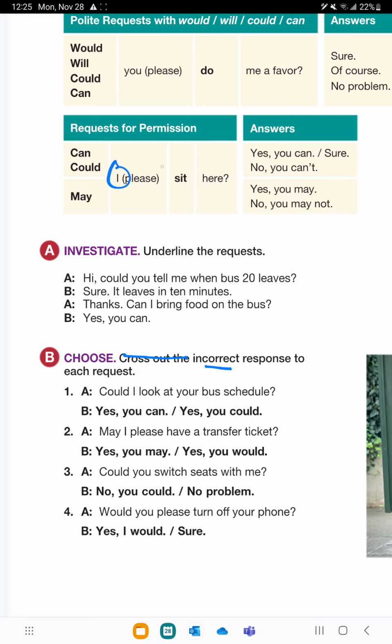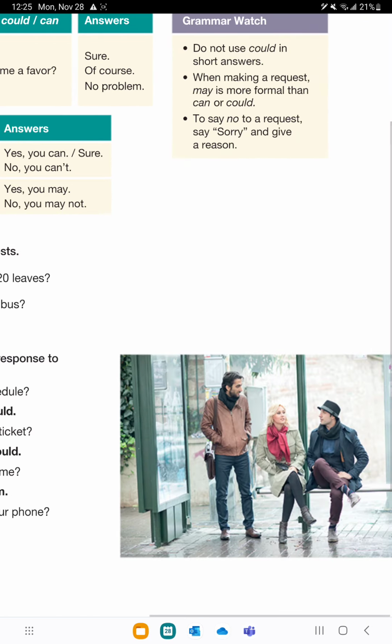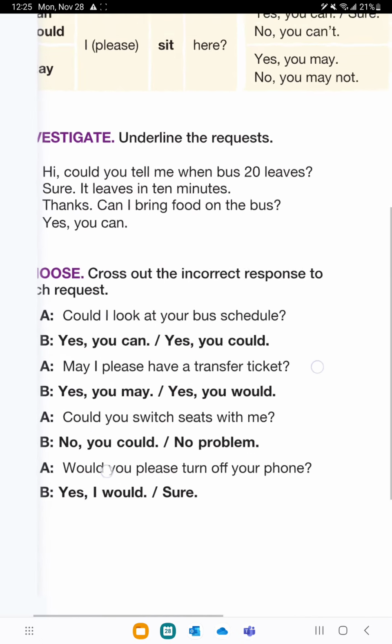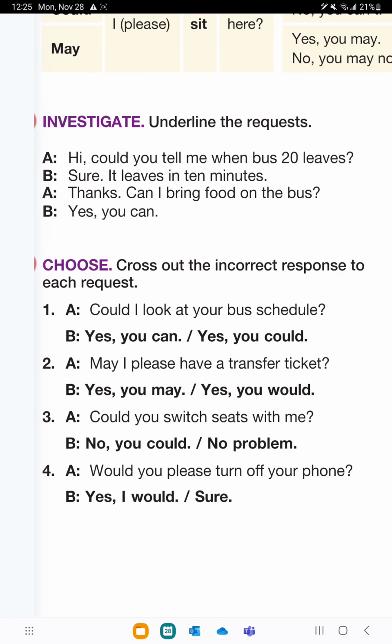We're asking for permission. And we want to know if the correct answer is yes, you can, or yes, you could. Remember, look at your grammar. Do not use could in short answers. That tells us what we have to do. So even without knowing what the correct answer is, we already know we're going to get rid of that because you do not use could in your answers. Could I look at your bus schedule? Yes, you can.